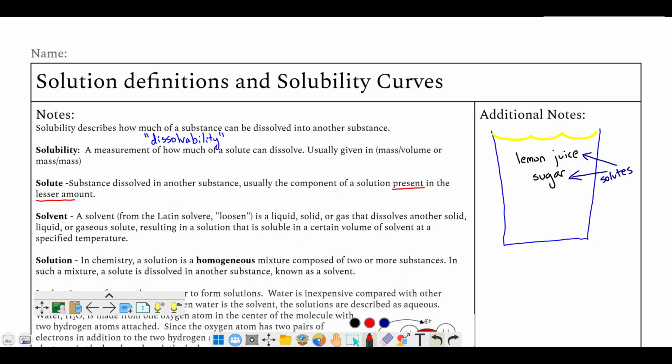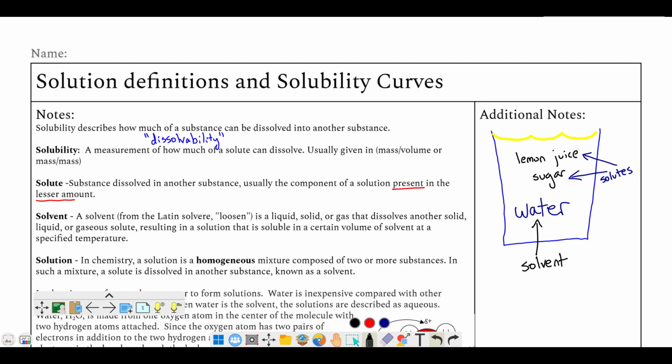Now, last thing on solutes, it's important to note that there can be more than one solute in a solution. Because again, solutes are the smaller part of a solution, you can have a lot of them. Now, next up on our list is solvent, and that's the substance that dissolves the solute. In our lemonade example, water is the solvent, and that's because it dissolves the lemon juice and the sugar.